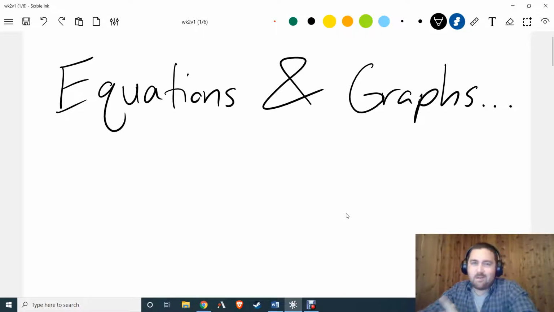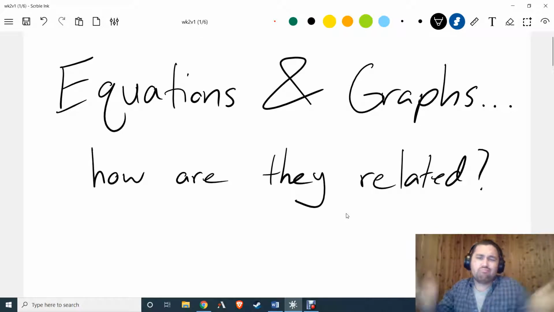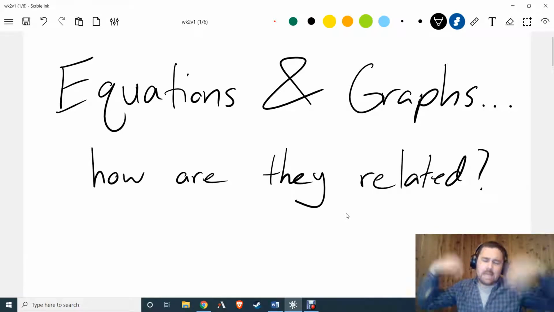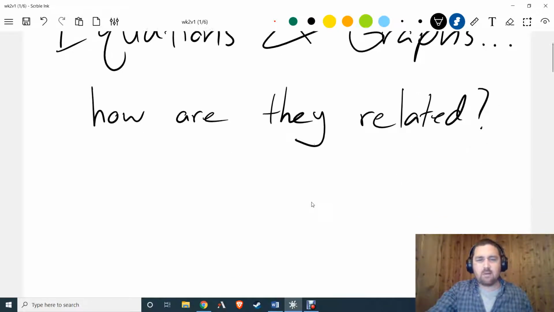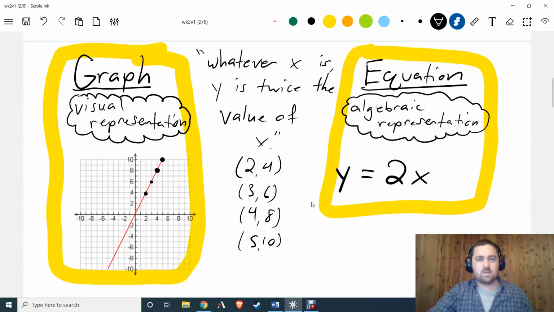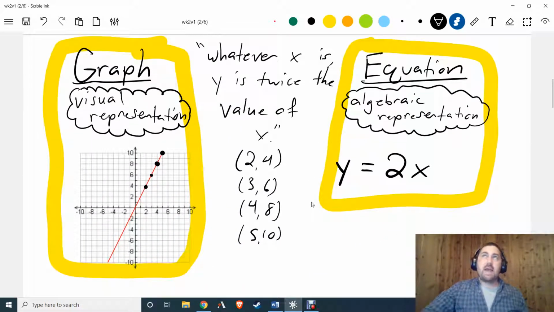We've been talking about these along with points, and what we want to explore today is how are they related? Brief recap of what we've talked about in the previous videos. We introduced the idea that we have these things called points, and we can have a collection of them that is called a relation, and then we can represent that relation in a couple different ways.